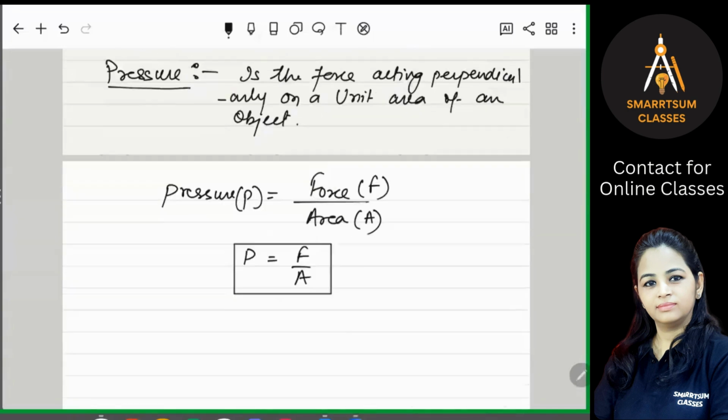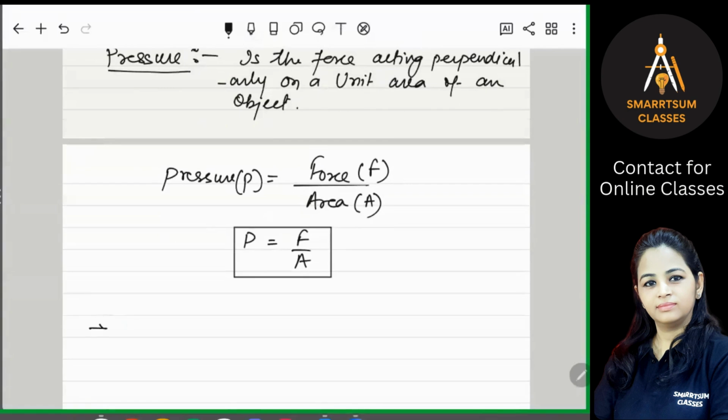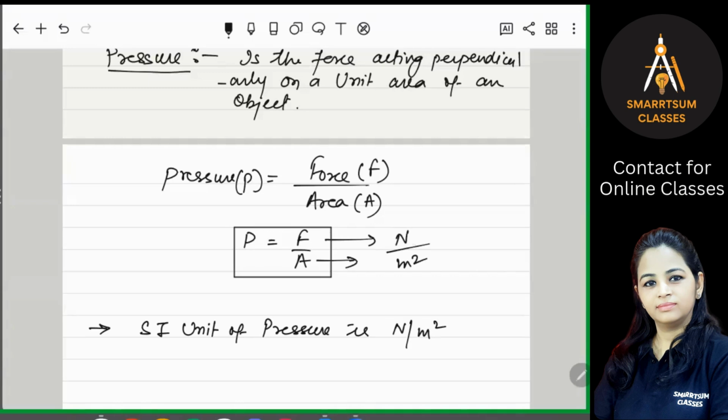Now, what is the SI unit of pressure? SI unit of pressure is Newton per meter square. Why? Because force is in Newton and area is in meter square, right? So it will become Newton per meter square. So this is how we can find out the unit of any physical quantity, right? So what is the unit of pressure? It is Newton per meter square, and this Newton per meter square is also called as pascal.